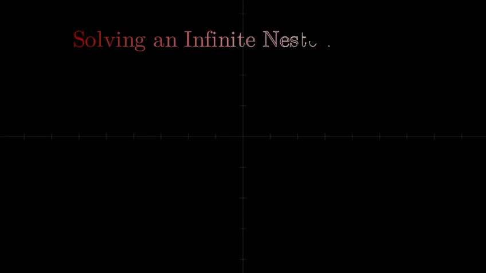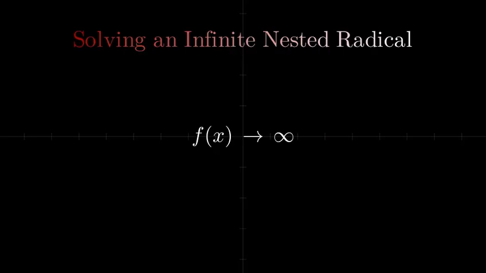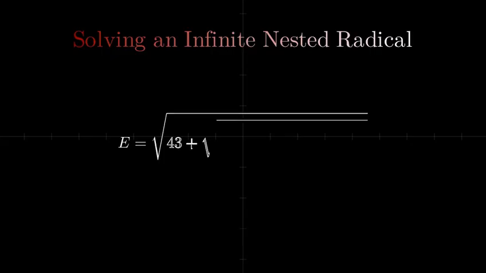Have you ever encountered a mathematical puzzle that seems to go on forever? Today, we're going to unravel the mystery of an infinite nested radical. Specifically, we'll find the value of this beauty, the square root of 43 plus the square root of 43 minus the square root of 43 plus... Well, you get the idea.